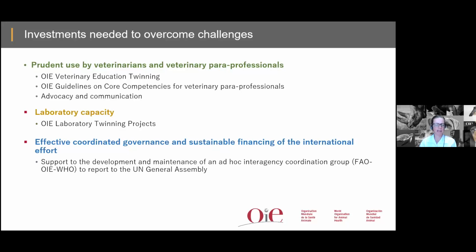For laboratory capacity, we also have twinning projects for laboratories. And again, these will help to support specific activities within the laboratories. And finally, to have effective coordinated governance and sustainable financing, I'm sure that's something everyone wants. For the national and international effort, there is also an ad hoc interagency coordination group from FAO, OIE and WHO, which reports to the United Nations General Assembly.